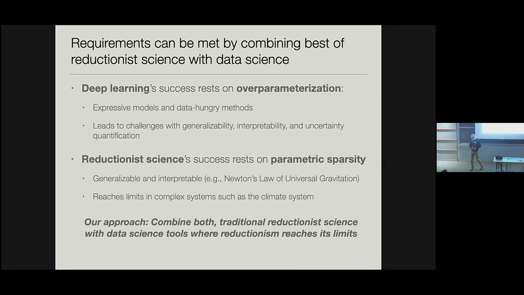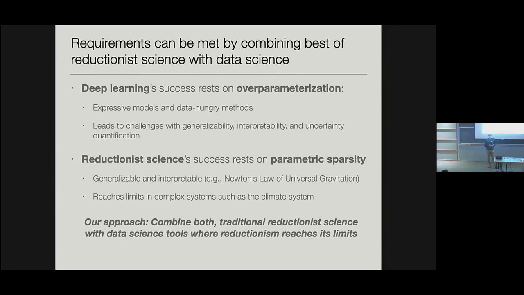So deep learning. I saw Steve Brunton's talk on Monday. He, I think, made some similar points and it's maybe worth re-emphasizing them again. Deep learning success rests on, if you want to put it in one word, over-parameterization. It gives very expressive models that become very good function approximators, but it results in very data-hungry methods because you end up having to learn a lot of parameters. And that has been tremendously successful in many areas, but it makes generalizability, interpretability, and uncertainty quantification challenging.